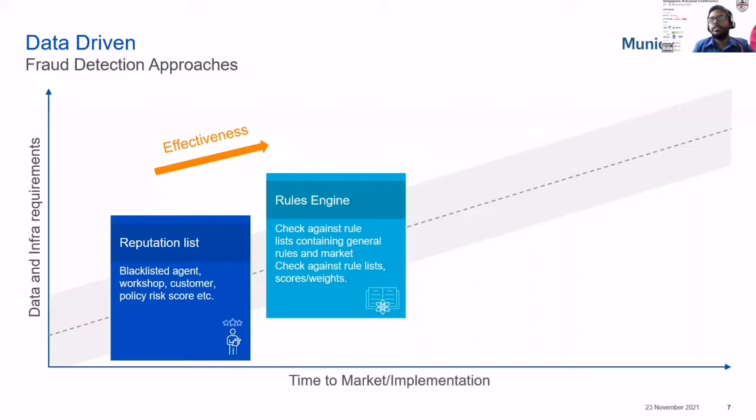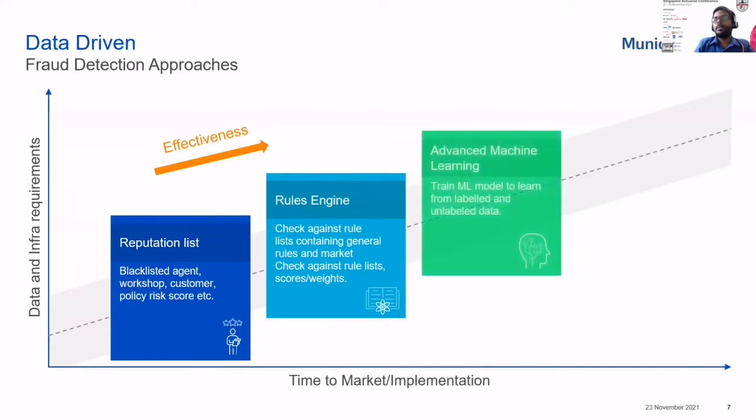and check the scores and the weights. So this would be like one level or one step above the reputation list. Next, we can make use of the machine learning models. Like we can train based on the historical data, whether the primary insurer has done investigation in the past, or we can try to study suspicious patterns from the unlabeled data set, try to pull out the, I would say, suspicious claims from the common patterns.